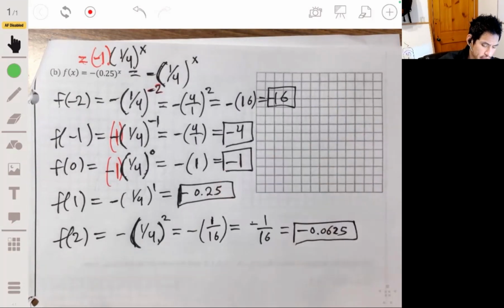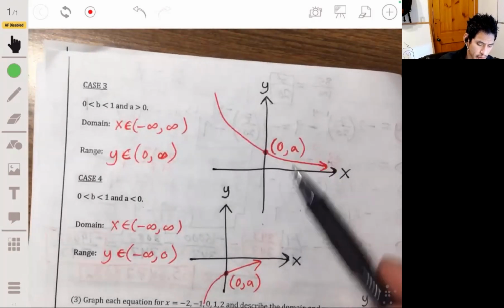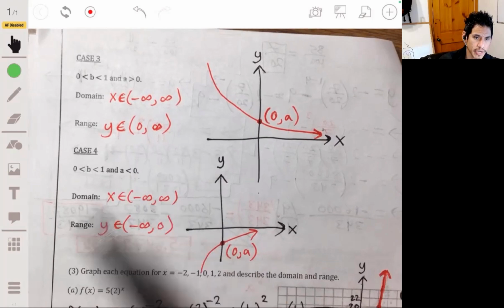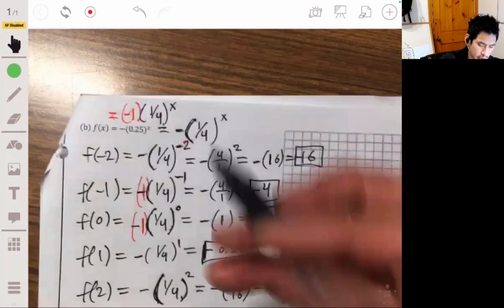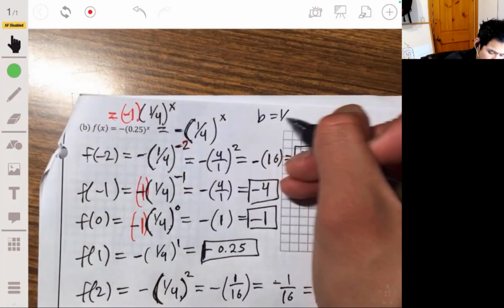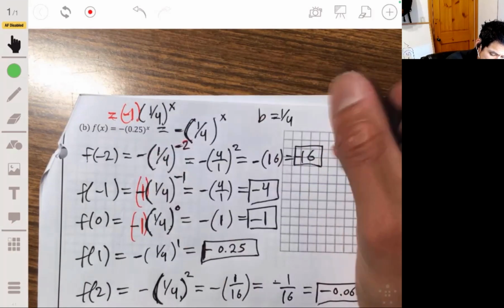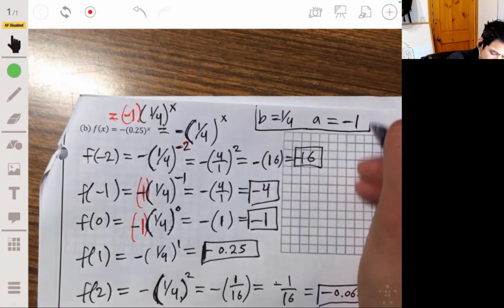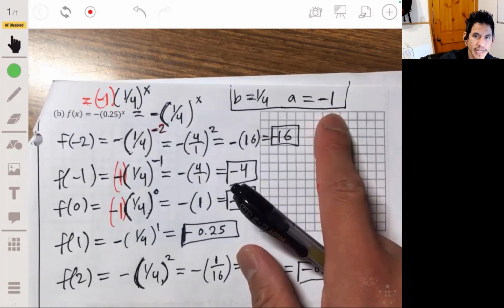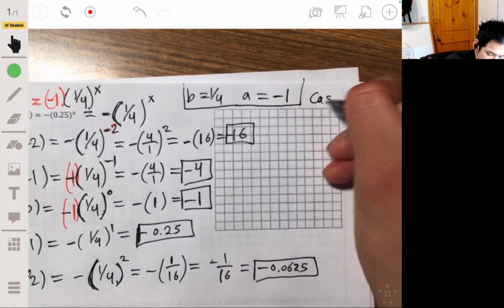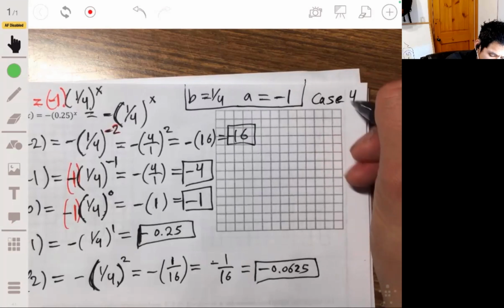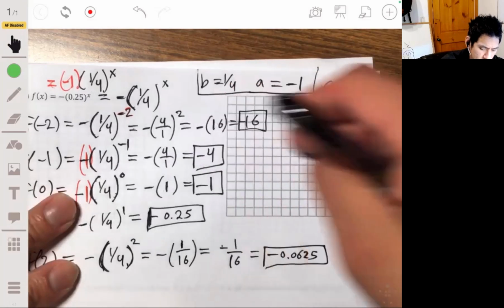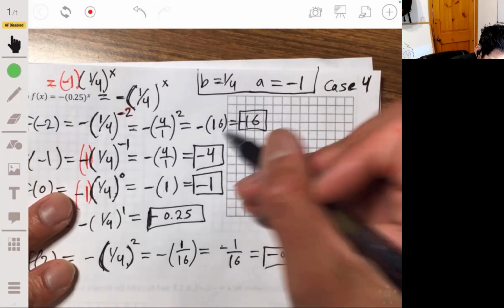So this is an example of case 2, or sorry, not this, case 4. Because see, b is between 0 and 1, and a is less than 0. b is 1/4, and a is -1. I actually just said that at the beginning. My apologies. So this is case 4. That will help make sure you're graphing this correctly. So it's going to be below the x-axis.